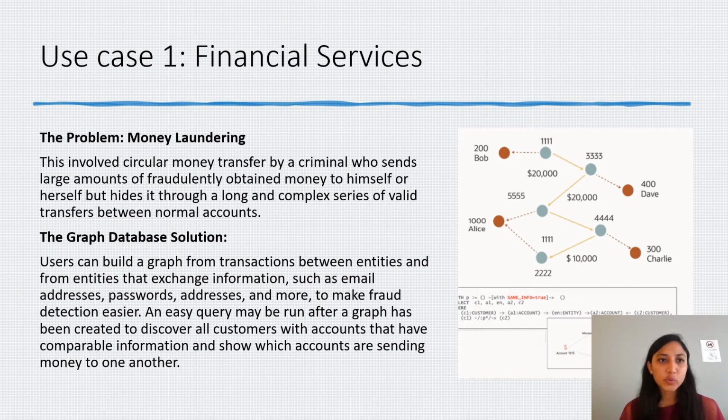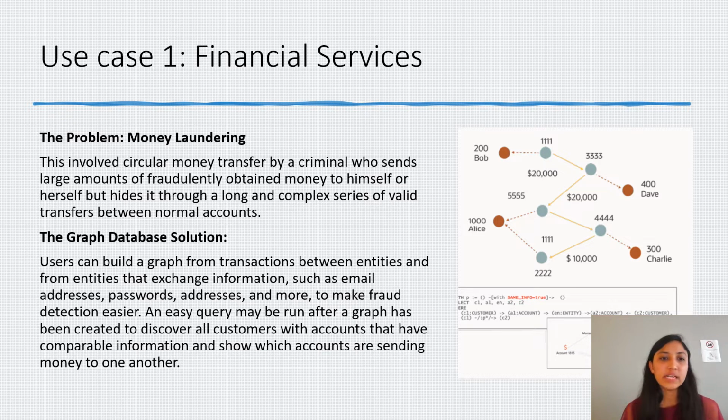So we have used three use cases for graph database solutions. The first one is financial services. The problem we chose is money laundering. This involves circular money transfers by criminals who send large amounts of fraudulently obtained money to themselves, but hide it through a long and complex series of valid transfers between normal accounts.